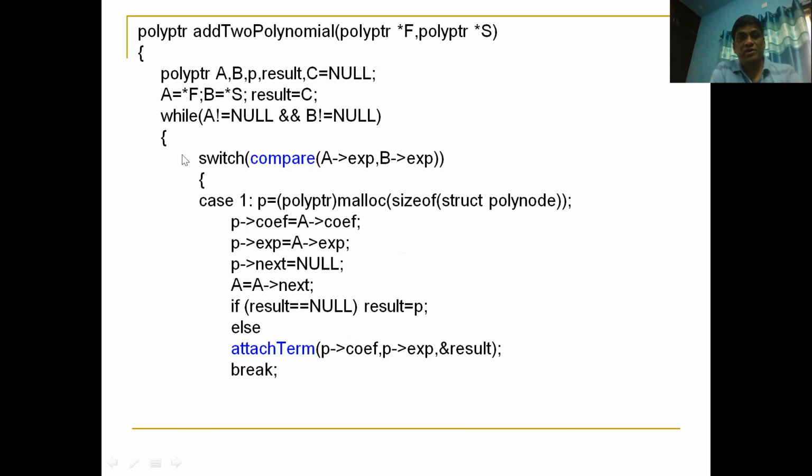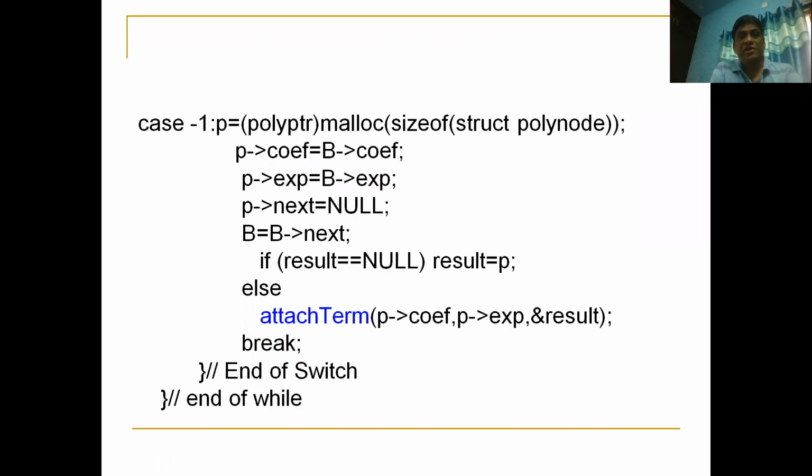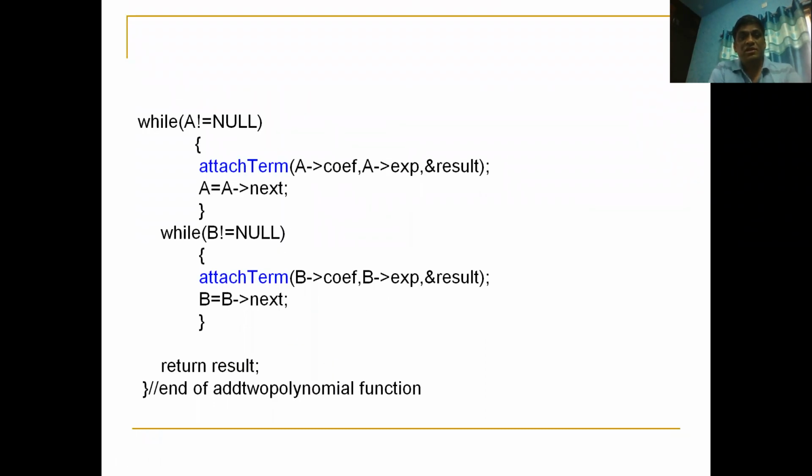When this loop fails, this loop is iterating while a not equal to null and b not equal to null. That means both the polynomials have terms. So if a has no terms to add, then this will fail, or b has no terms to add, then this will fail. So if either of these fails, then the while loop stops. That means if a is equal to null, it means a is completed, but there may be some nodes in b. If b is completed, it means there may be some nodes in A. So that is what we are checking here.